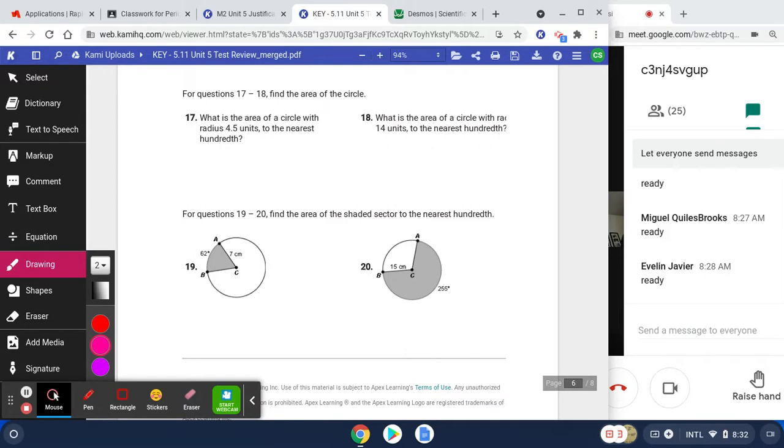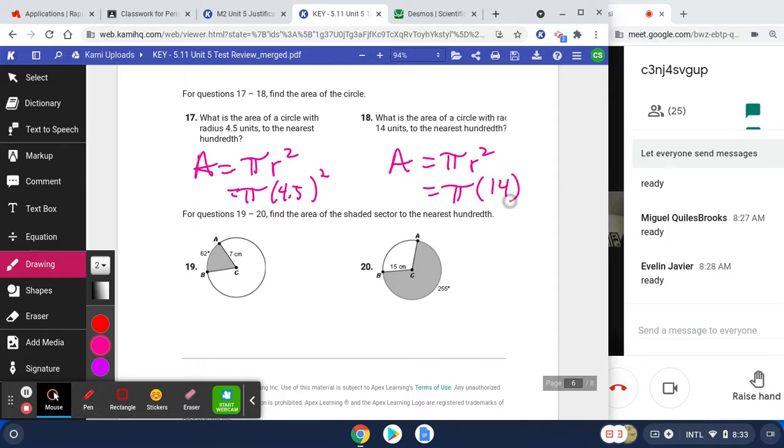So remember that our area is equal to pi radius squared. And our pi is going to be times the 4.5 squared. And this time the radius is 14 units, so it's 14 squared. So area, they're reminding you first of the full formula, but what are we going to have to do on this test? The area of a sector. So let's go down and focus on those two last ones.